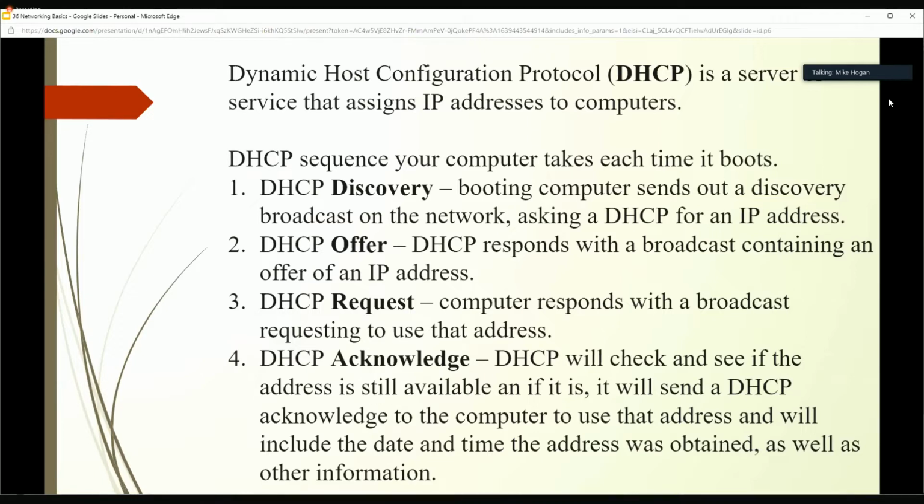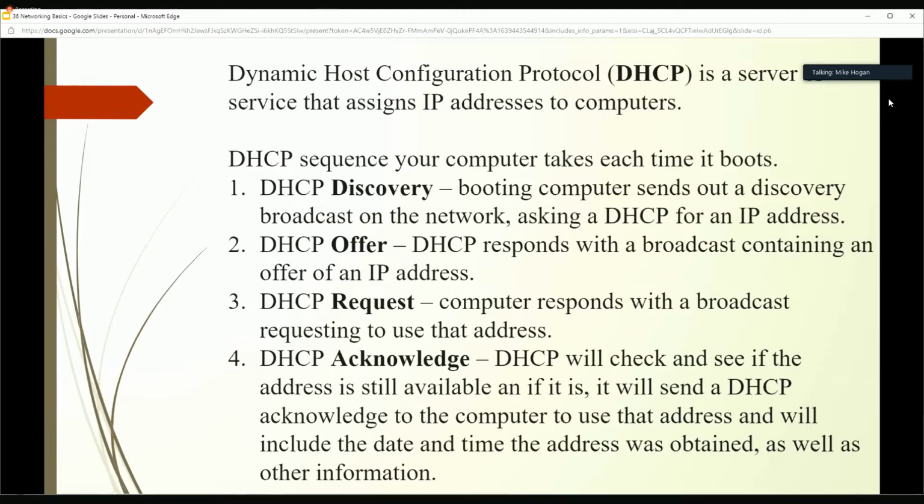The DHCP server will respond. It's going to once again broadcast out, because keep in mind, the host that's requesting this IP address doesn't have an IP address yet. And so it can't just send it directly to that one machine. And so it broadcasts back out an offer of an IP address. The DHCP request, the computer responds with a broadcast requesting to use it. And then finally, a DHCP acknowledgement.